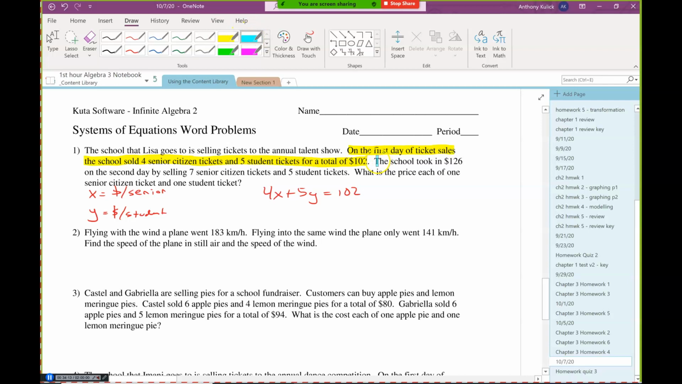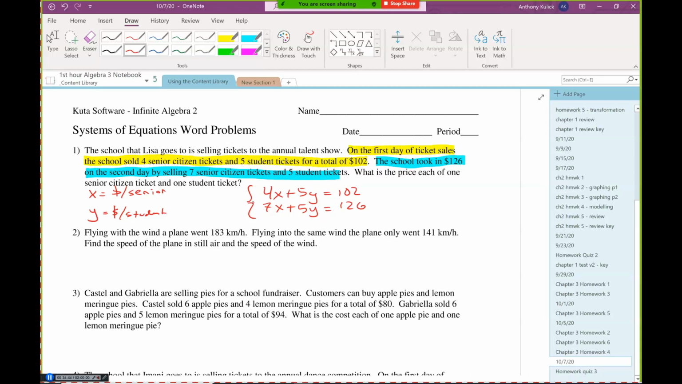Okay. So the second day, we brought in $126 by selling 7 senior citizen tickets and 5 student tickets. So what equation would we write there? Yeah. You guys all kind of talked over yourselves in getting there, but that's correct. 7x plus 5y equals 126.